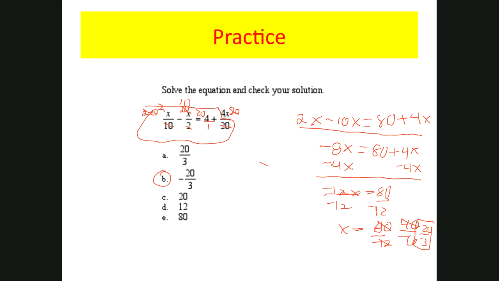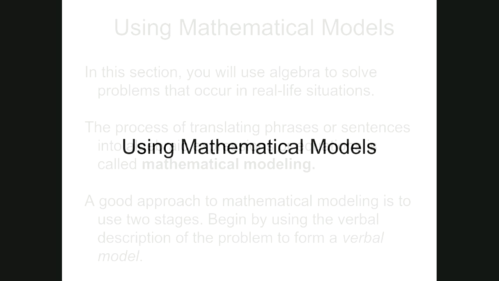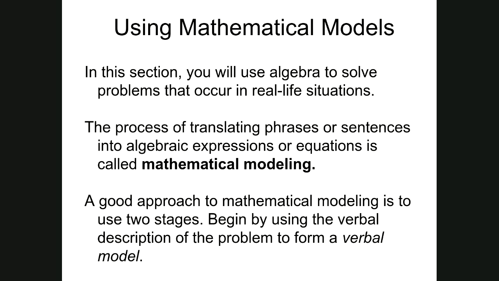All right. Let's take a look at using mathematical models. In this section, you will use algebra to solve problems that occur in real-life situations. The process of translating phrases or sentences into algebraic expressions or equations is called mathematical modeling. A good approach to mathematical modeling is to use 2 stages. Begin by using the verbal description of the problem to form a verbal model.